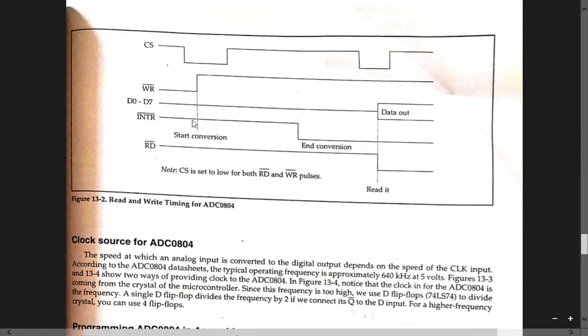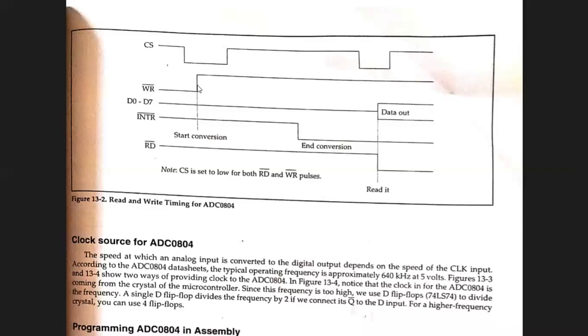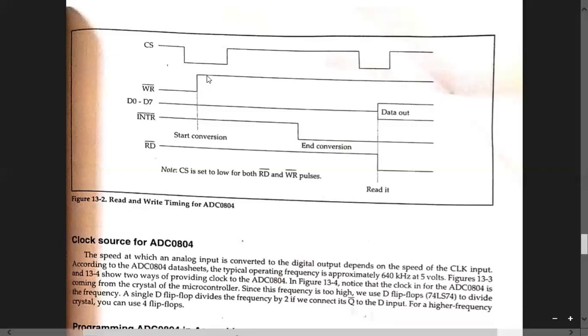So when is the start of conversion happening? When the WR pin is kept high, the start of conversion happens. Because what is ADC? Analog to digital conversion, right? For making the analog to digital conversion, we have to write some input data inside, the analog data. That is the reason that when the WR pin is high, the conversion begins.